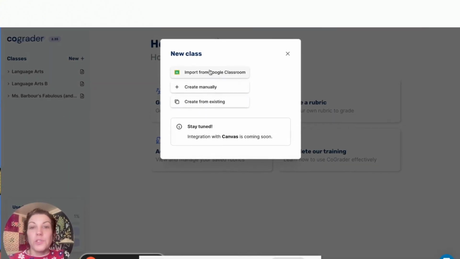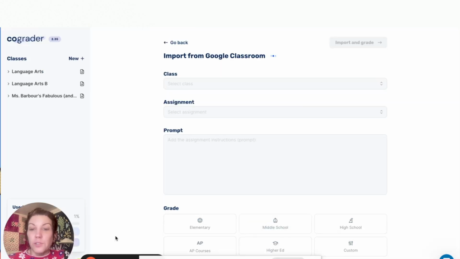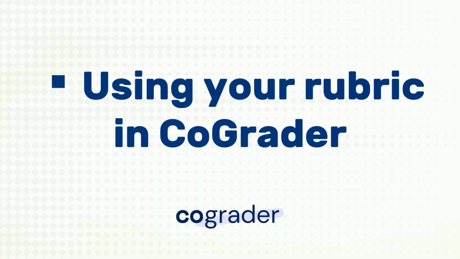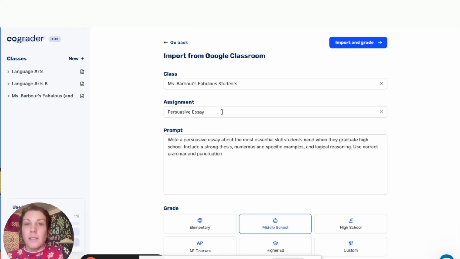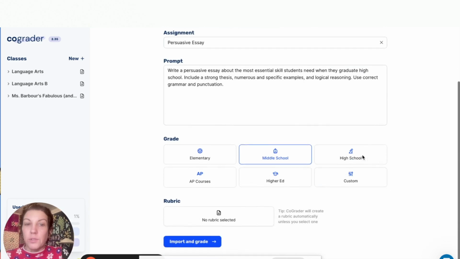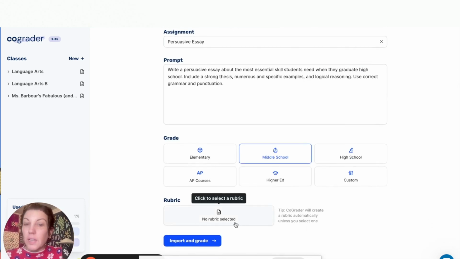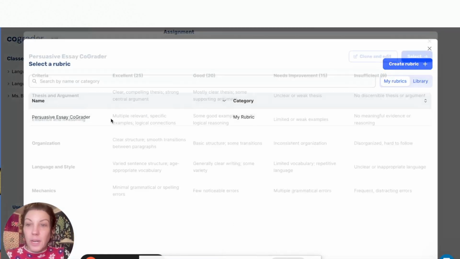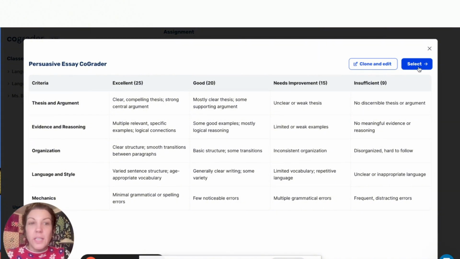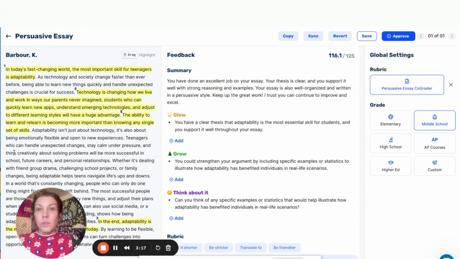So again, I'm just going to import directly from Google Classroom. When I get that assignment connected from Google Classroom, I put in the prompt that I gave to students, and I am going to then select my rubric. Now, the one I uploaded is right there. It's still looking good. I'm going to import and grade. Once CoGrader has used my rubric to give the student feedback, I can go ahead and look really quickly.